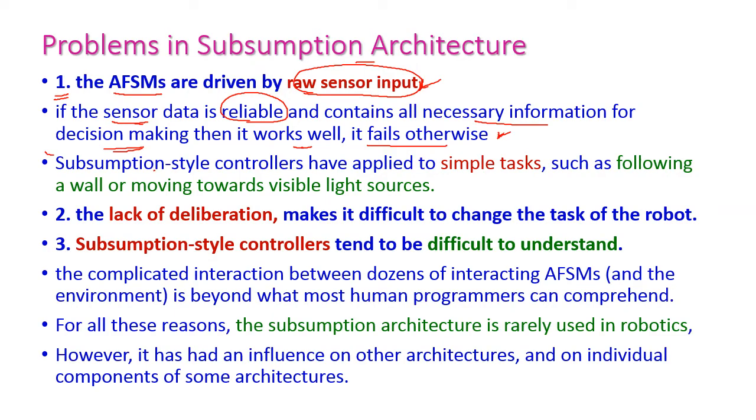The subsumption controller has been applied to very simple tasks, that is, the robot will follow a wall or move towards a visible light source, and then it will work well. Otherwise, if the robot is placed in a very complicated environment, it cannot move forward, right?